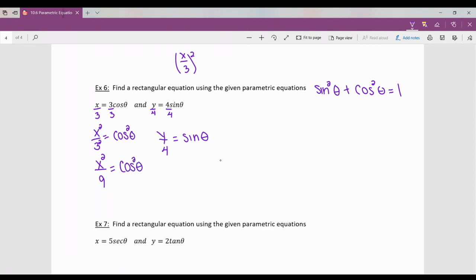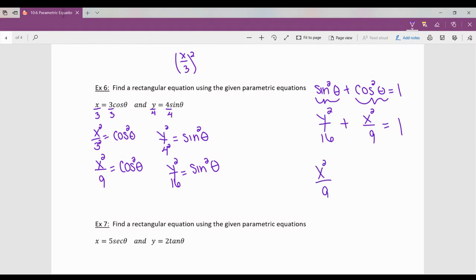And then we have squaring the right side, and we would have to square both the numerator and the denominator. So I get y squared over 16 equals sine squared. All right, now we substitute in for sine squared, which is y squared over 16 plus cosine squared, which is x squared over 9 equals 1. So I've got x squared over 9 plus y squared over 16 equals 1.